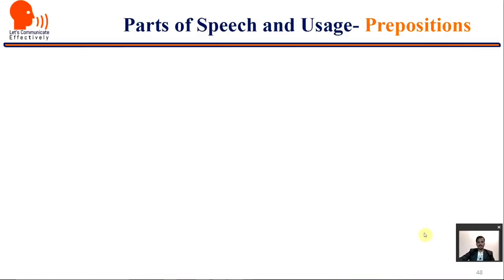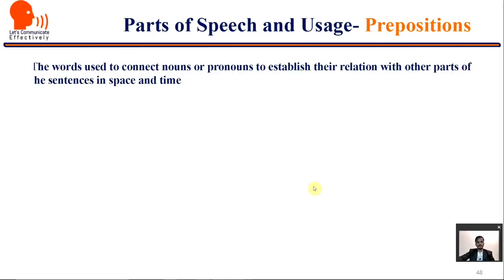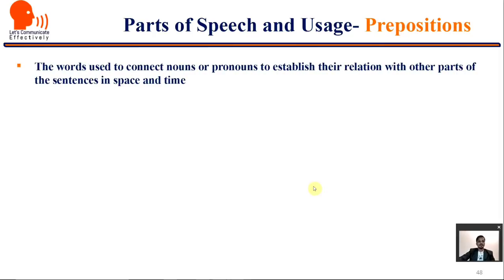Let us go ahead and look at the prepositions. Very interesting part of speech, very confusing and very concerning part of speech for most of the speakers of the English language. So let us see: the words used to connect nouns or pronouns to establish their relation with other parts of the sentences in space and time are known as prepositions.